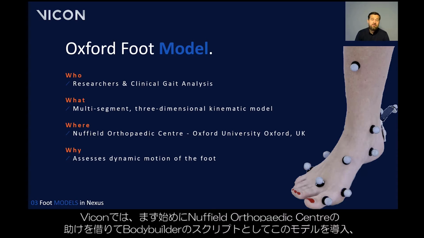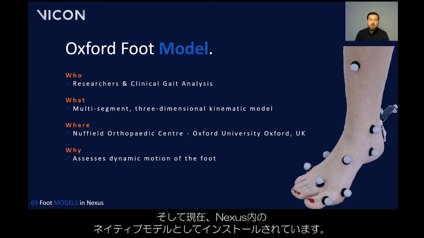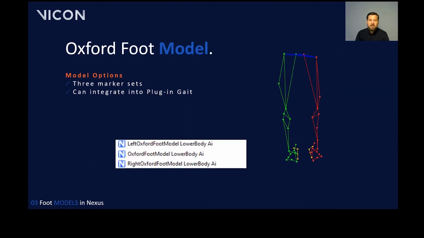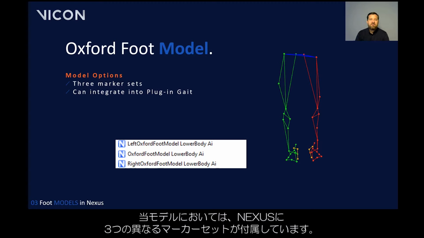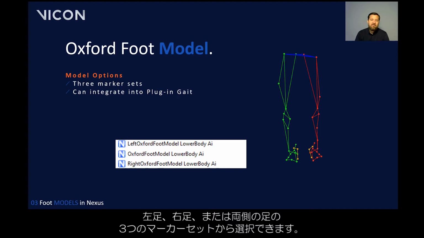VICON introduced this model initially as a BodyBuilder script with the help of the Nuffield Orthopaedic Centre. Then it was allowed to be implemented into Nexus 1 as a standalone installer, and now we natively install this model within Nexus. The model comes with 3 different marker sets natively within Nexus, and all 3 of these marker sets can be integrated within Plug-in Gait. We have the left foot, the right foot, or the bilateral foot, which will be the Oxford Foot Model.